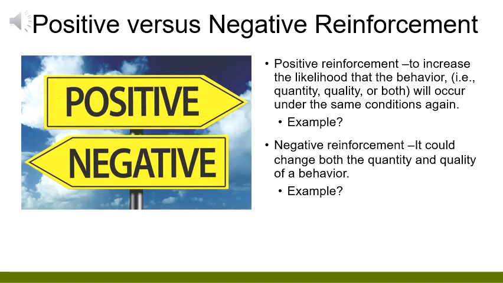So looking at the two and comparing positive versus negative reinforcement. Positive reinforcement is meant to increase the likelihood that the behavior, in quantity and quality, or both, will occur under the same conditions again. And negative reinforcement can change both the quantity and quality of a behavior. So, can we think of an example of a time in our past where we've had both positive and negative reinforcement and how it impacted us as an athlete?